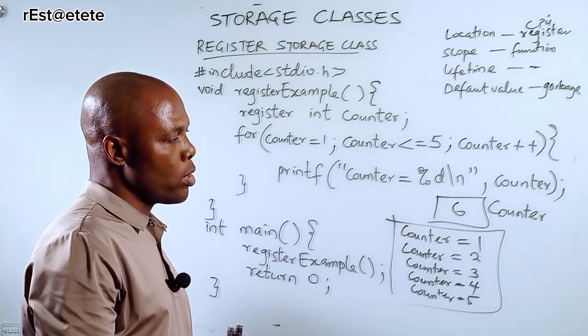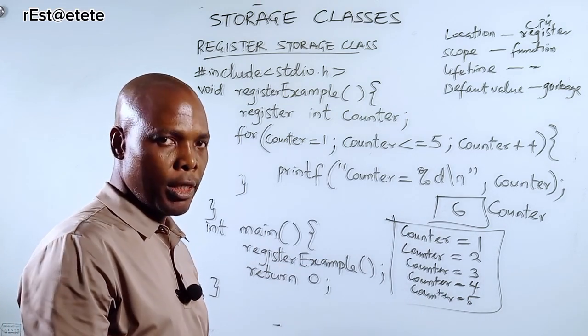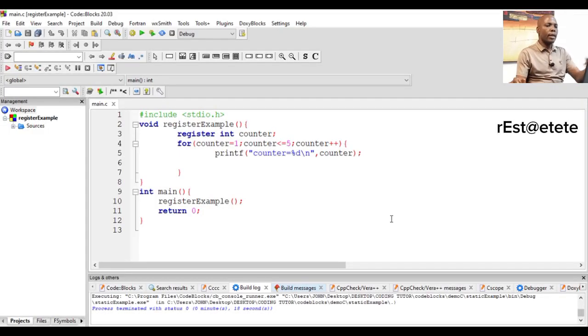So let's go to Code::Blocks and let me demonstrate this for you to see. I'm just going to demonstrate the register example that I did on the board. So this is the script. I created a function again. The function is not returning anything. That is why it is void. And it's not accepting any parameter. So it's just going to print out whatever it is in this variable.